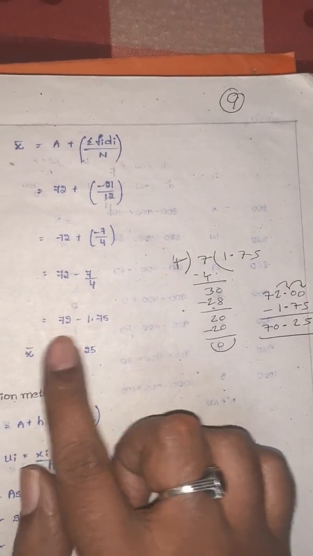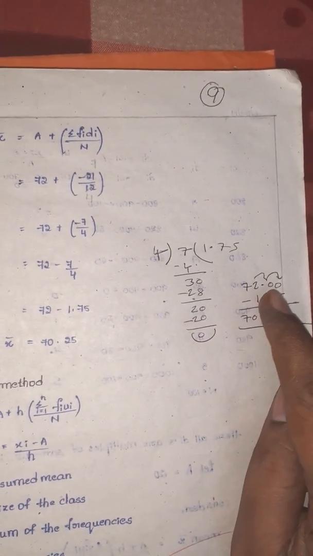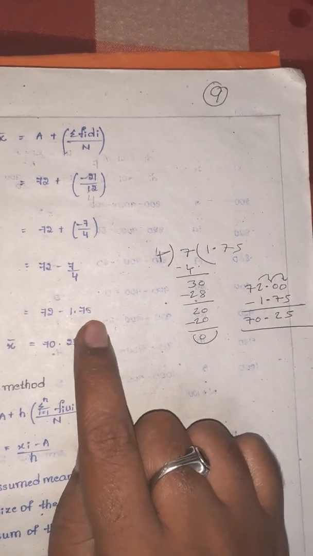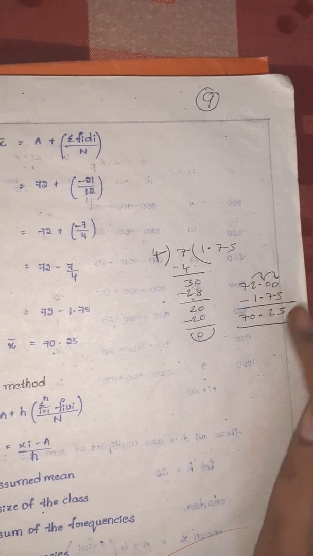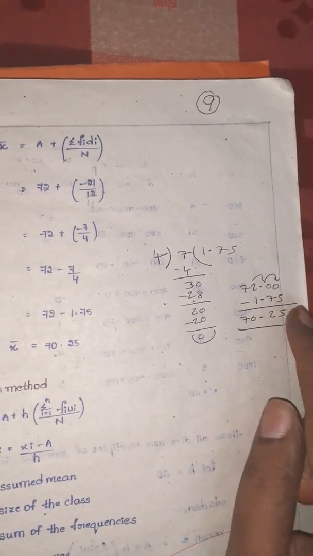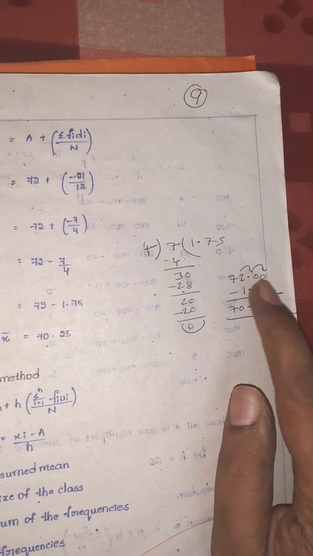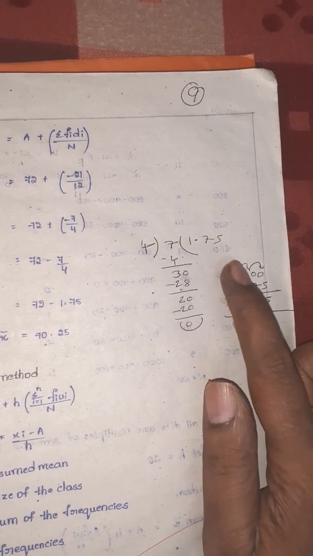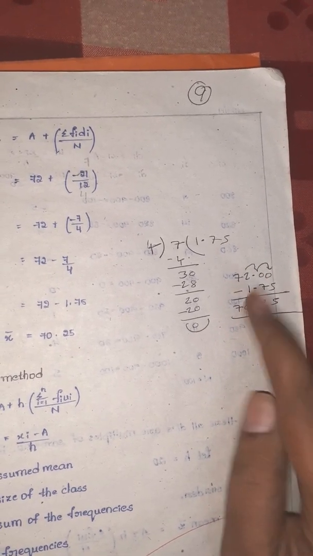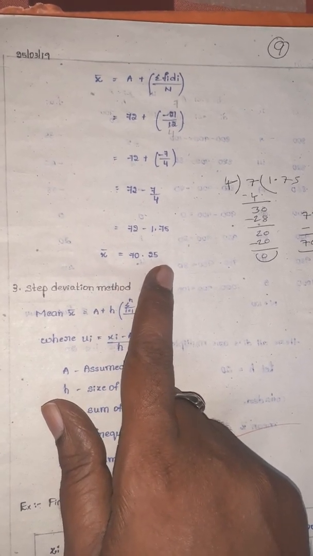Now do the subtraction. For integers and decimals, you should subtract like this. Take 72.00, because after the decimal two digits are there, so I have taken two zeros. Then minus 1.75. Here 0 minus 5 we cannot take, so borrow: 10 minus 5 is 5. 9 minus 7 is 2. Borrow taken, so 1 comes here. 1 minus 1 is 0. Write 7 as it is. So the answer is: mean is equal to 70.25.